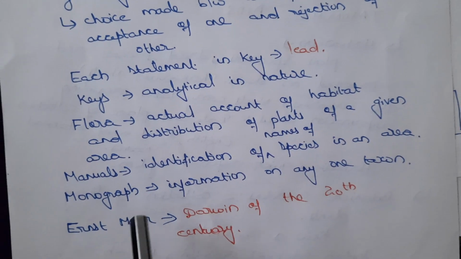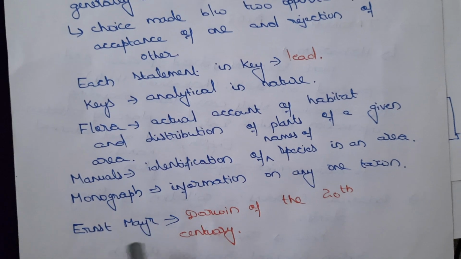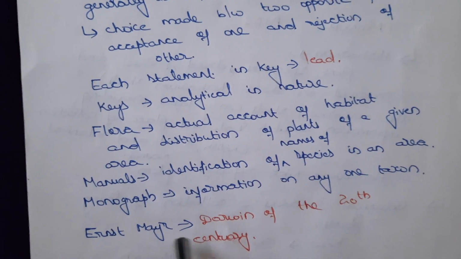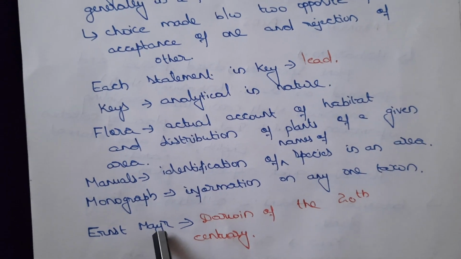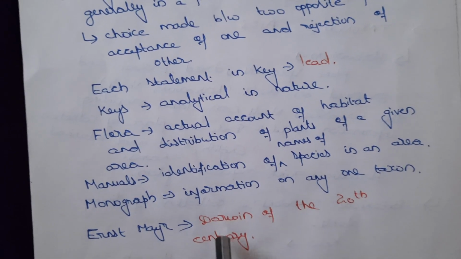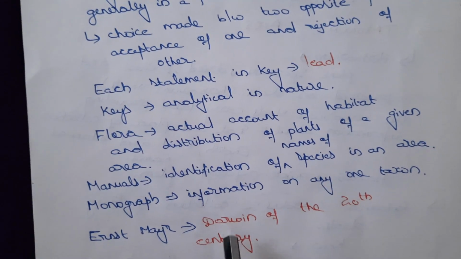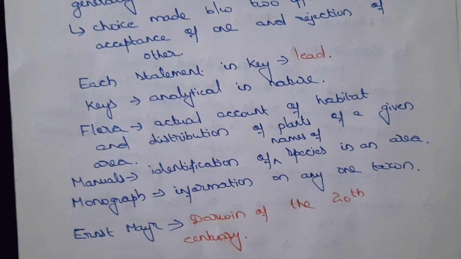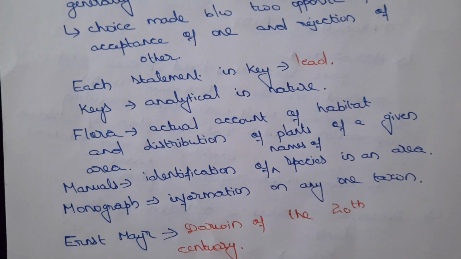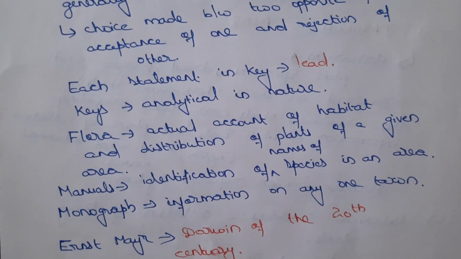Now, Ernst Mayr. This question is asked in many competitive exams, especially NEET exams. So Ernst Mayr is known as the Darwin of the 20th century. Now, if you are asked who is known as the Darwin of the 20th century, your answer is Ernst Mayr. So that was all about the living world. So we have completed all the topics associated with the living world.